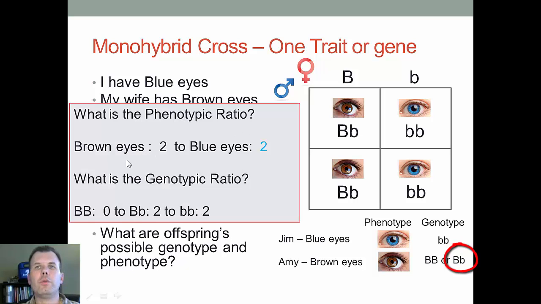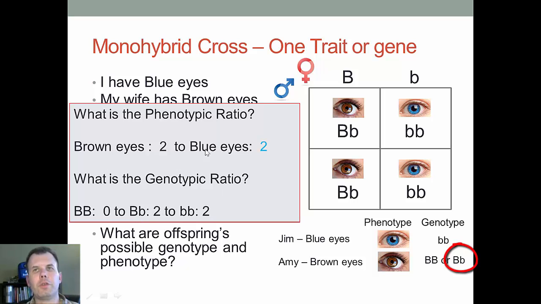So if we look, we can say our phenotypic ratio is 2 to 2. 2 children could be brown-eyed, and 2 children could be blue-eyed. So we say 2 to 2. And what is the genotypic ratio? Well, again, we see no big B's in any of these boxes, so that's 0. We see 2 big B, little b's, so that's 2. And we see 2 little b's over here, so that's 2. So our genotypic ratio is going to be 0 to 2 to 2.